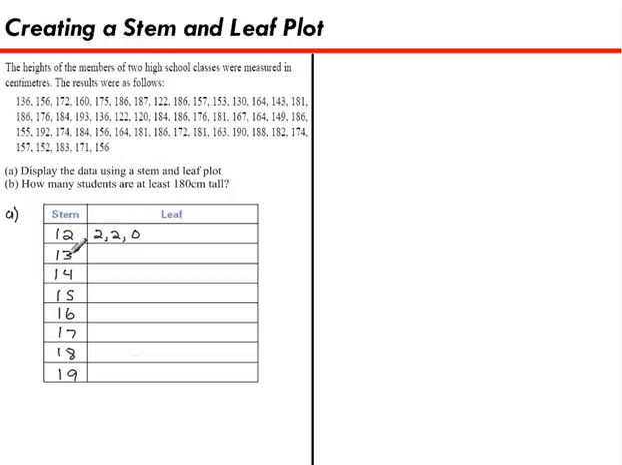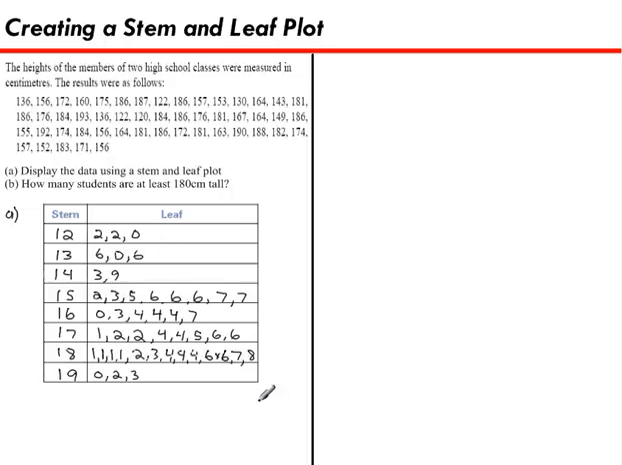Let's go to the 130s. Is there any numbers that start with a 130? Well, yeah, right off the bat, the very first one has a leaf of a 6. And then I just continue. There's a 130. And I just keep doing that. So eventually I'll have all of these leaves. And there we go. There is my completed stem and leaf plot.